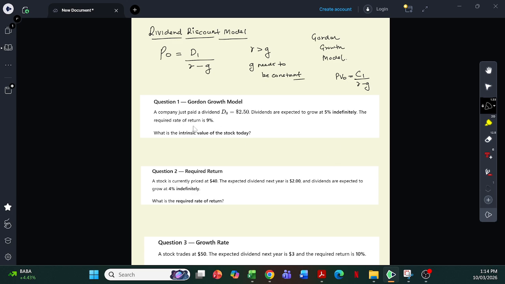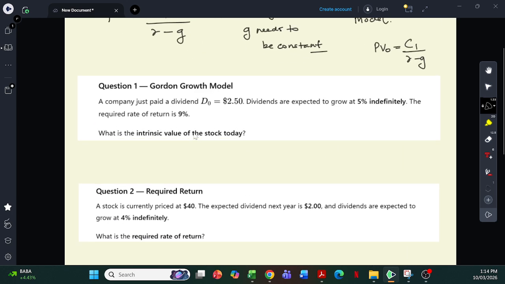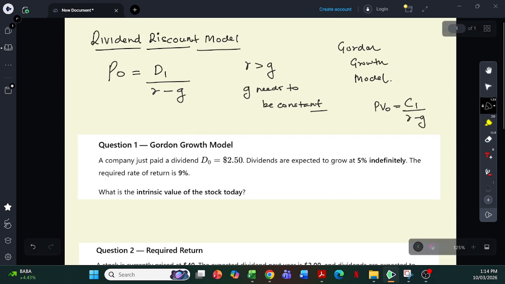Question 1, Gordon growth model. A company just paid a dividend of $2.50. Now, one of the biggest mistakes that students make is they don't grow the dividend that is paid currently by the growth rate. Look at the formula carefully, look at the subscript, it's D1 and P0. So dividend at time 1 is based on the dividend at time 0 multiplied by 1 plus the growth rate. So D1 is D0 multiplied by 1 plus the growth rate.